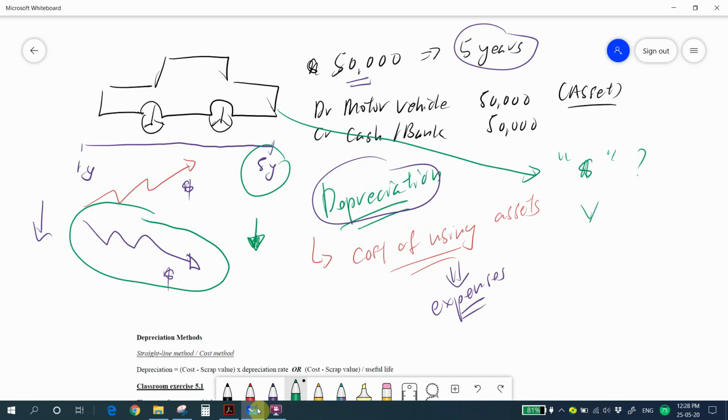I think the answer is yes. This is the remaining value after you have finished using the asset. So we call this concept scrap value or residual value.